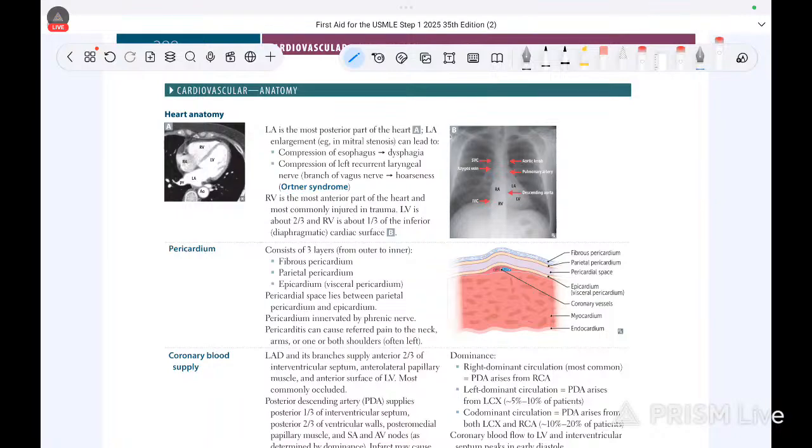Next, the right ventricle is the anteriormost part, as you can see. So it is most commonly injured in trauma. The left ventricle is 2/3 and the right ventricle is 1/3 of the inferior cardiac surface. That's also important. Okay, next we come to the pericardium.